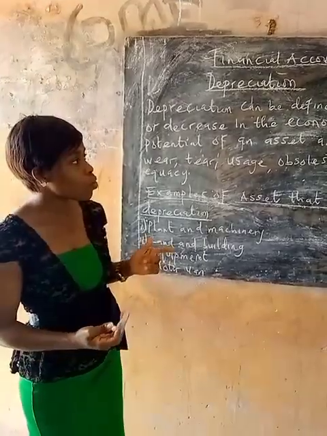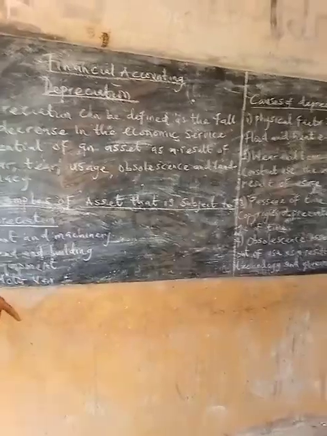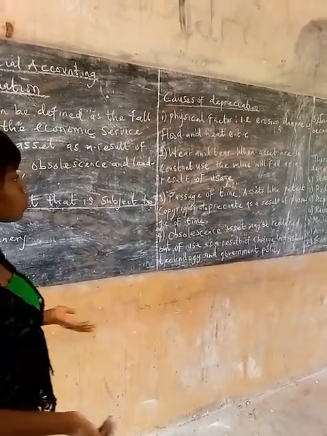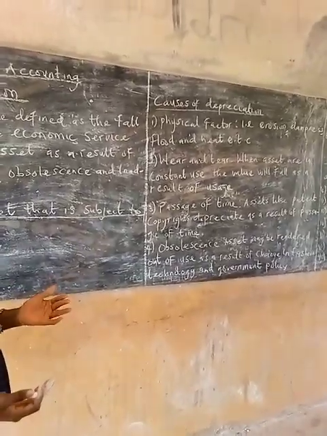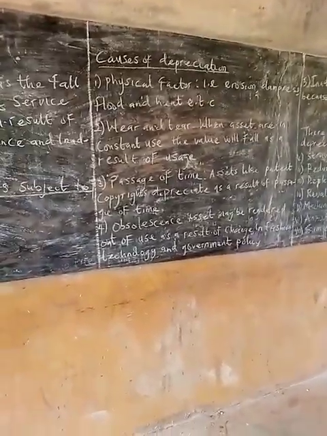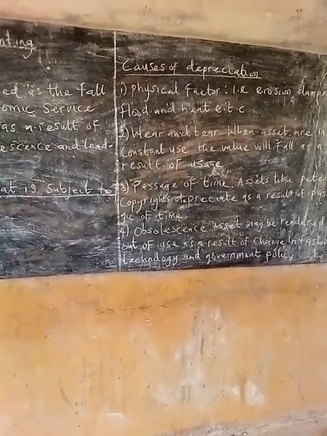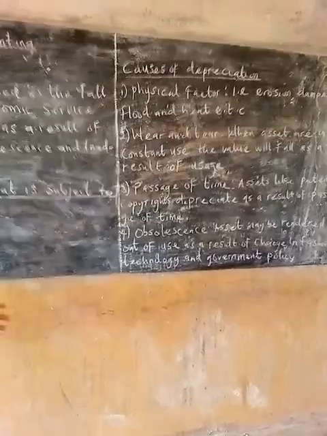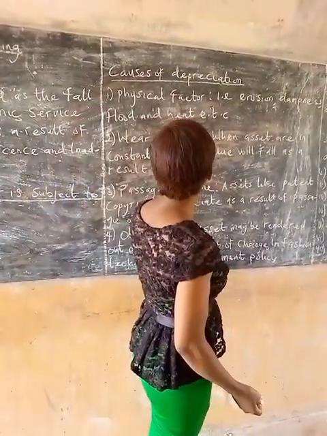And we have causes of depreciation. Number one, we have physical factors. Physical factors can be erosion, dampness, flood, and heat. It can be even decay or rottenness. So physical factors like erosion, dampness, flood, and heat.